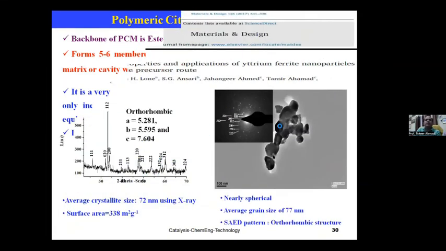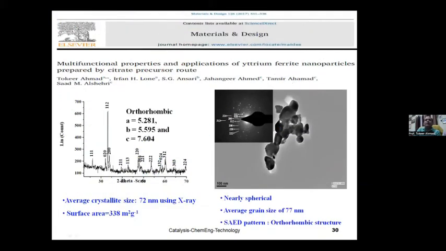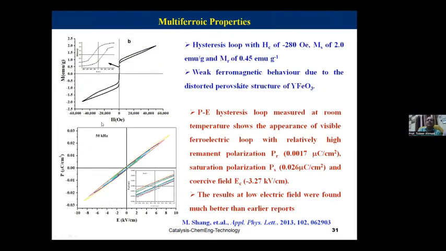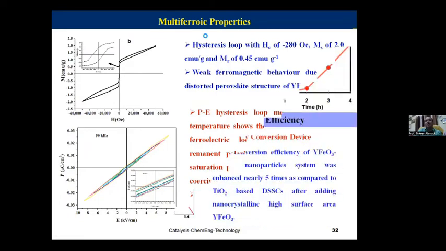So by using this method, we have prepared yttrium ferrite nanoparticles. So this is the X-ray diffraction, TEM, and the selected area electron diffraction pattern, which shows that the YFeO3 was indexed in the orthorhombic structure with an average grain size of 77 nanometers. So this is the M-H plot and this is the P-E plot, which gives the hysteresis corroborating the ferromagnetic and the ferroelectric characteristics, which confirm the multiferroic characteristics in YFeO3 nanoparticles.